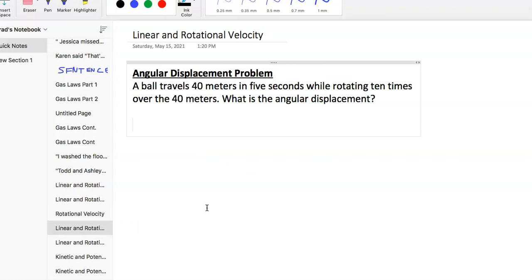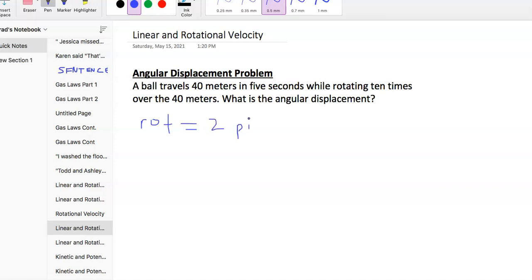Okay, and then angular displacement problem. In this one it says a ball travels 40 meters in 5 seconds, same as what we had last time, while rotating 10 times over the 40 meters. What is the angular displacement? First thing we need to know is that in angular displacement, each full rotation is 2 pi radians. So we'll just say ROT, for brevity's sake, equals 2 pi radians. Each rotation is 2 pi radians.